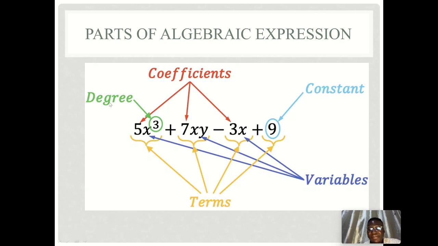Now the degree talks about the power of the variable. As we have 3 here, the 3 talks about the number of times the x multiplies itself. So basically, this is called an algebraic expression.